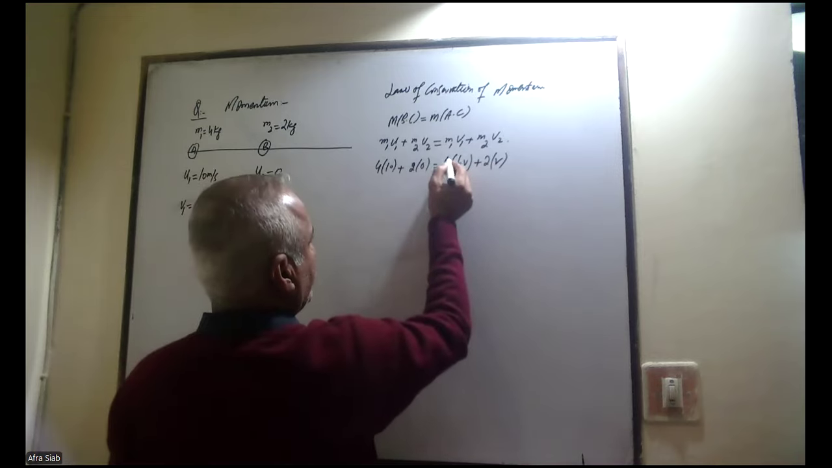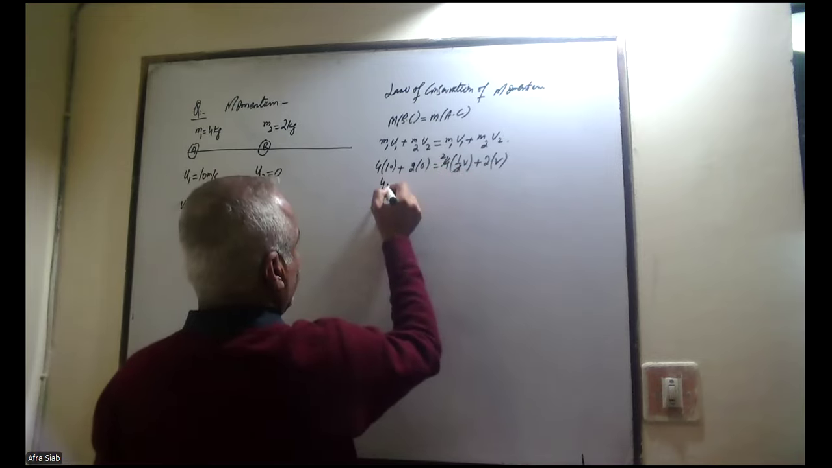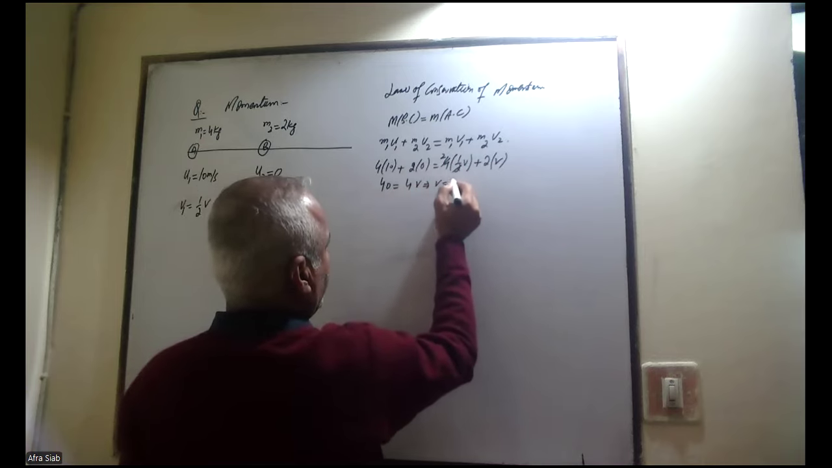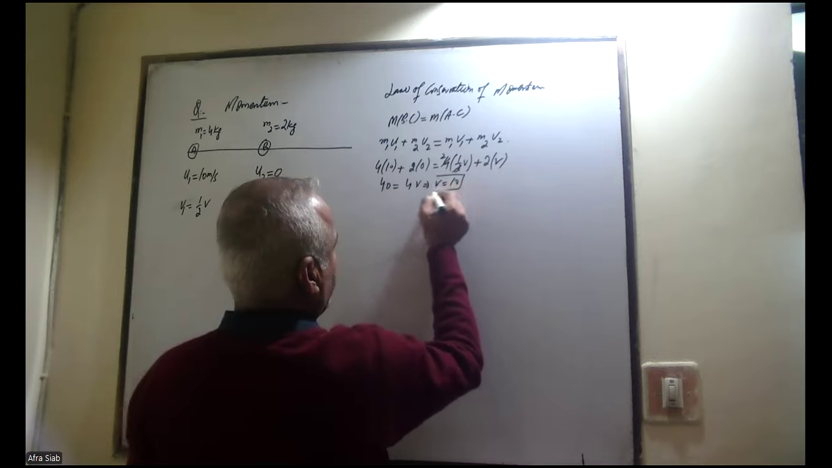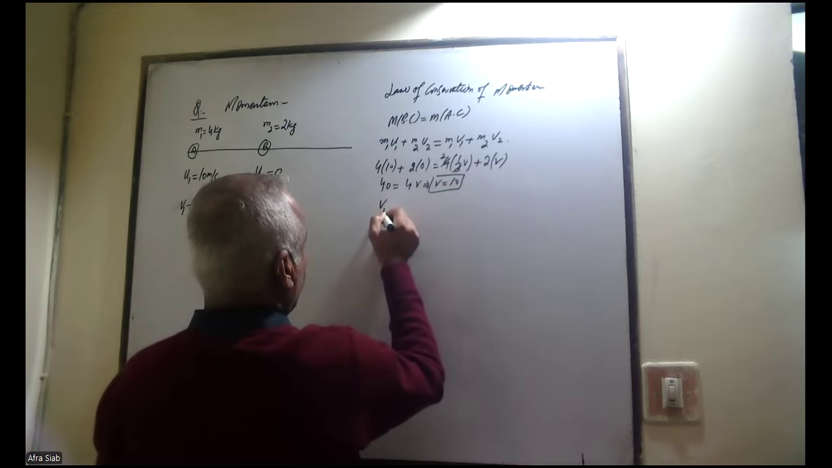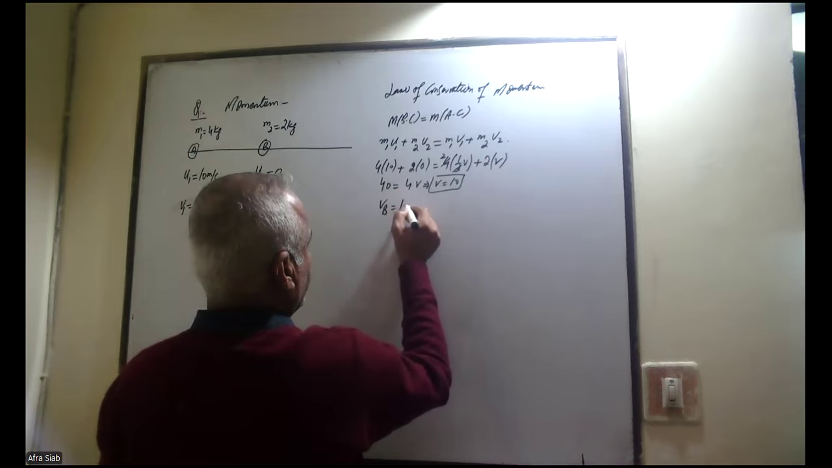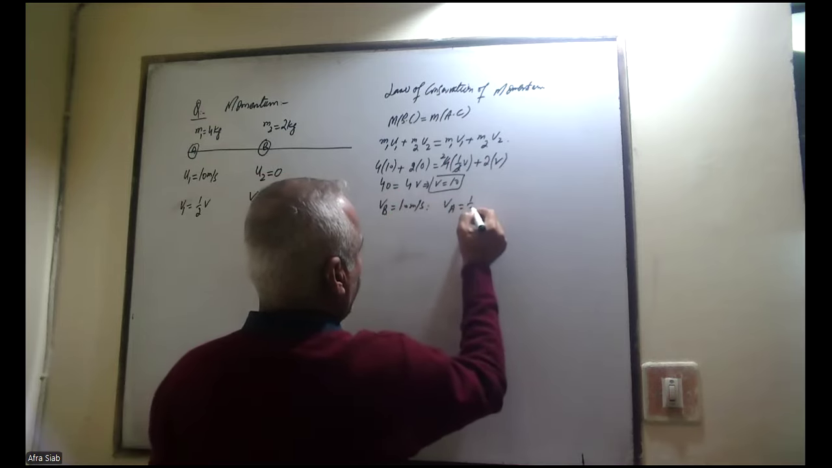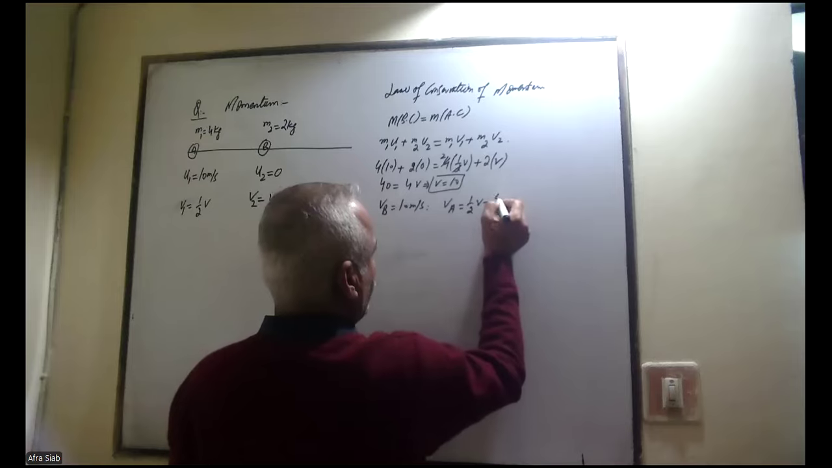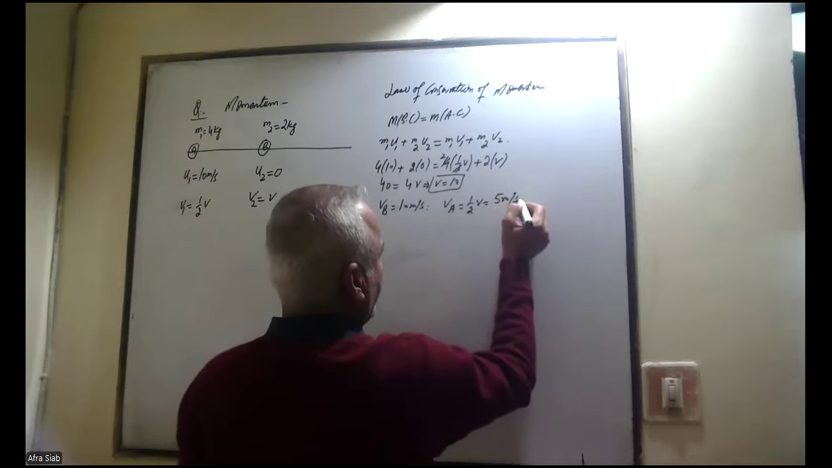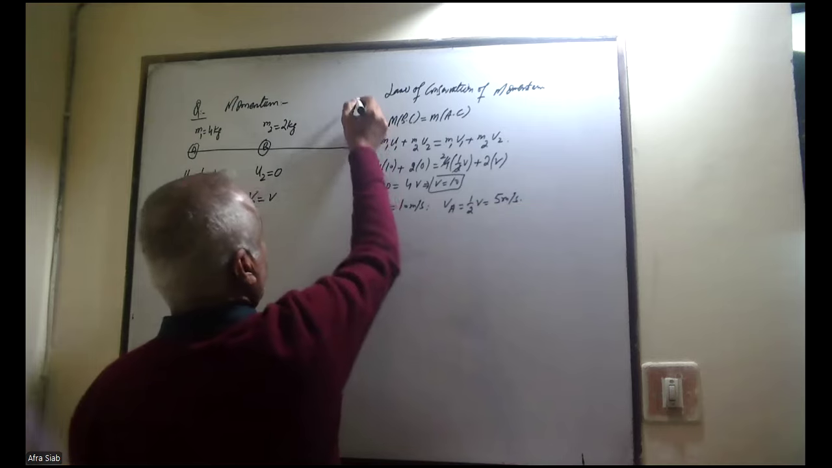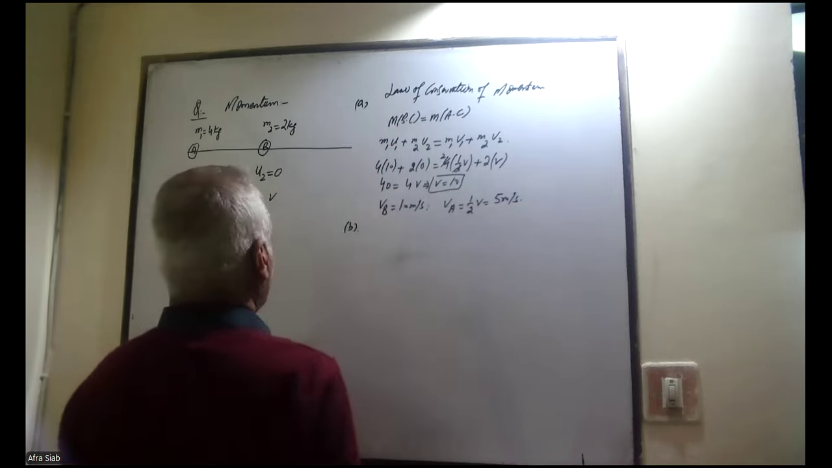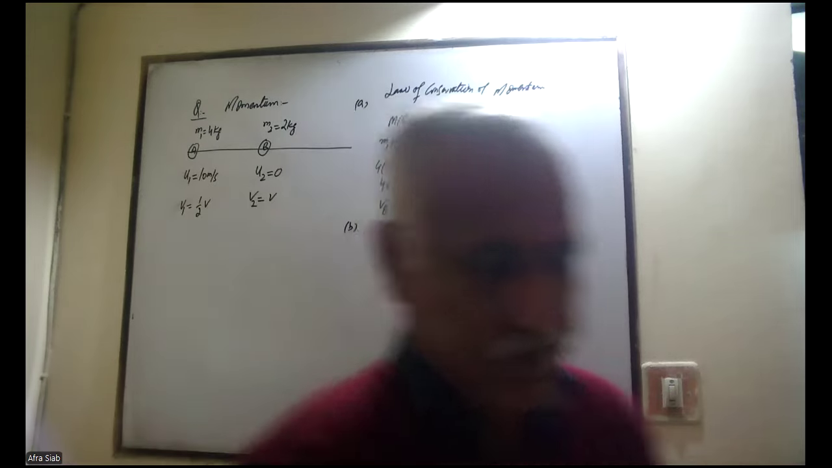So this is equal to 40, and that is equal to 4V. So V is equal to 10. So we know that the speed of particle B is 10 meters per second and the speed of particle A is half of V, and that is equal to 5 meters per second. So this is the first part of this question. Now we are going to find out the second part.